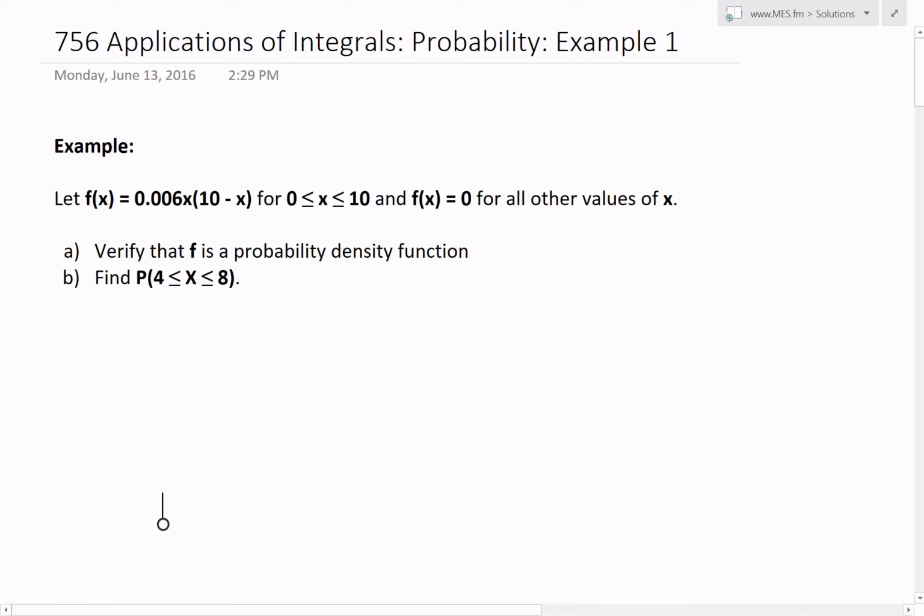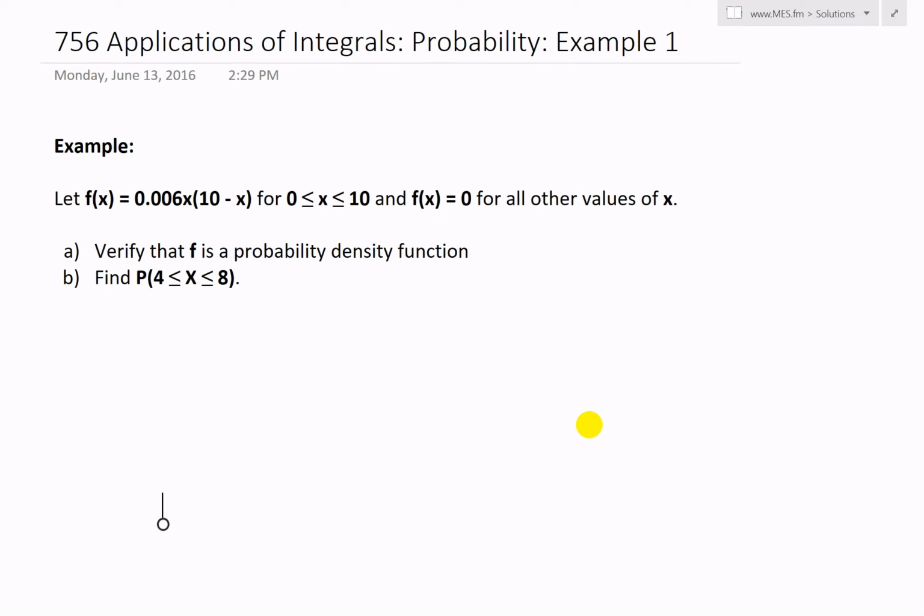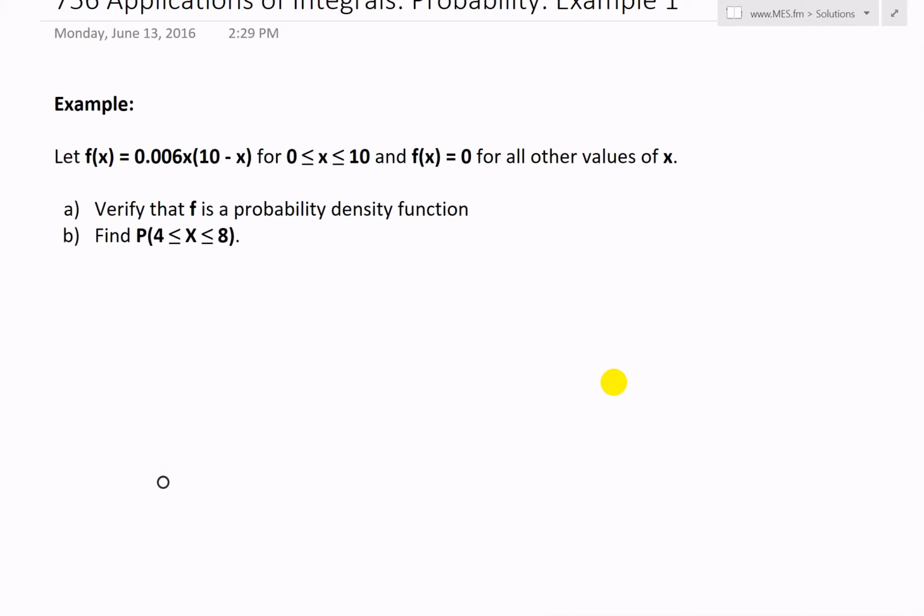Time to discuss further applications of integrals, and now look further into probability and go over example 1 of the probability example series. Basically, we're going to solve this example, which states: let f of x equal 0.006 x times 10 minus x for the interval x between 0 and 10, and f of x is equal to 0 for all other values of x. So between this range you have this function, and it equals 0 everywhere else.